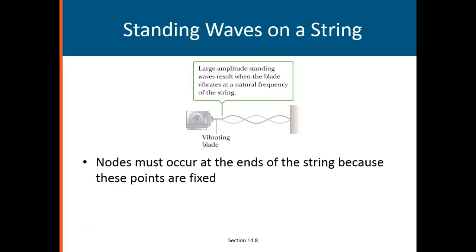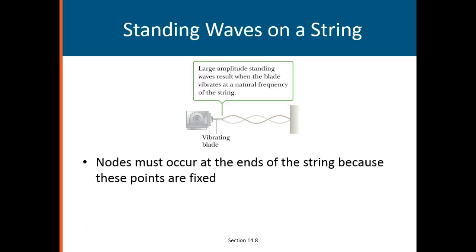Okay. The nodes must occur at the ends of the string because these points are fixed, both here and here, and then however many nodes you have in between. These are what they call the antinodes. Those are the nodes. Antinode, node, antinode. That would be a natural frequency of the string, meaning that you have exactly so many wavelengths on there. And actually, exactly a half number of wavelengths on there.